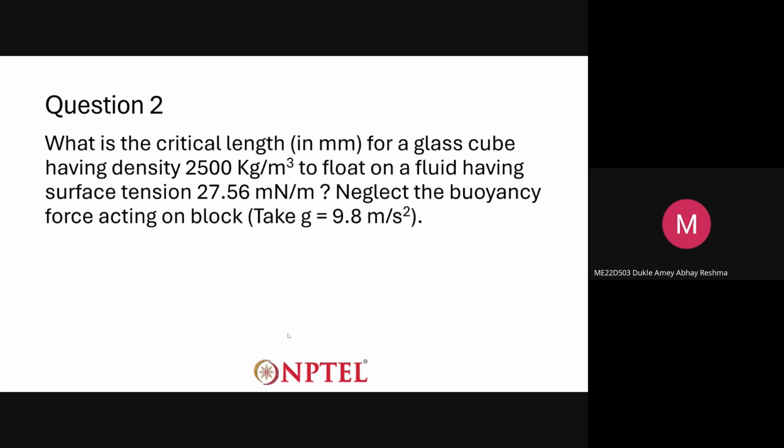So the next question: what is the critical length of a glass cube having density 2500 kilogram per meter cube to float in a fluid having a surface tension of 27.56 millinewton per meter? Neglect the buoyancy force acting on it.